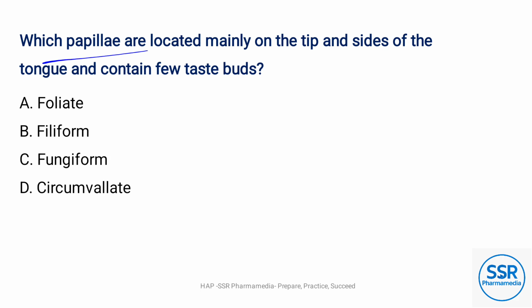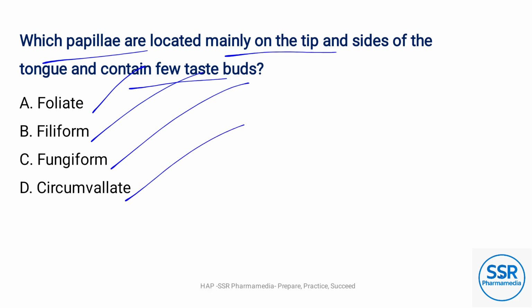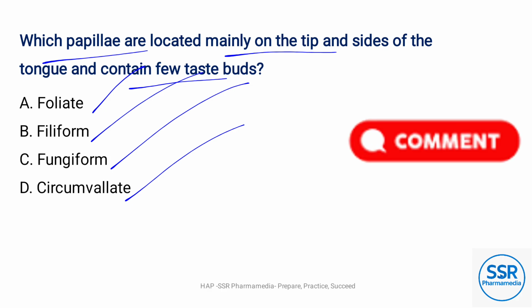Which papillae are located mainly on the tip and side of the tongue and contain few taste buds? Option A, foliate, option B, filiform, option C, fungiform, option D, circumvallate. So tell me the answer in the comments.